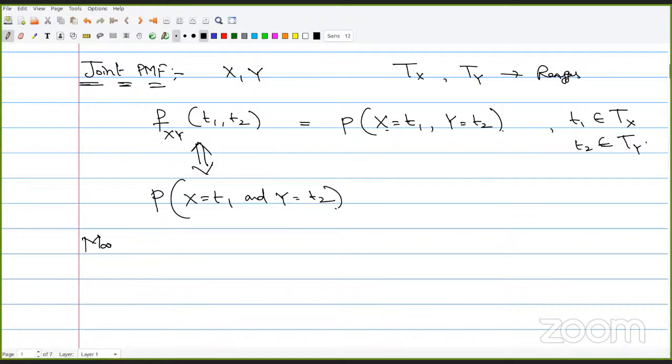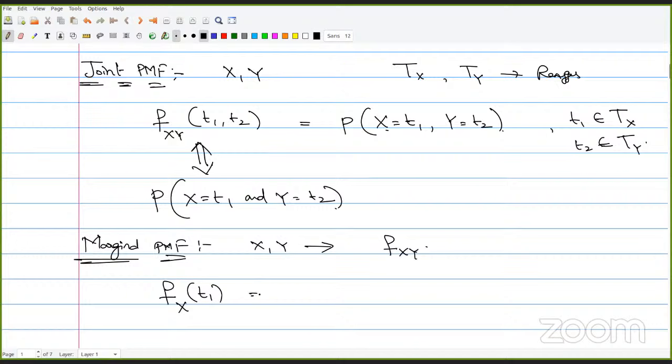And what is marginal PMF? So marginal PMF is, if you have two random variables X, Y that are jointly distributed with joint PMF f_XY, then the individual PMF of X is the same as the marginal PMF of X. The individual PMF can be written like this: f_X(t1) is the probability that X takes value t1.